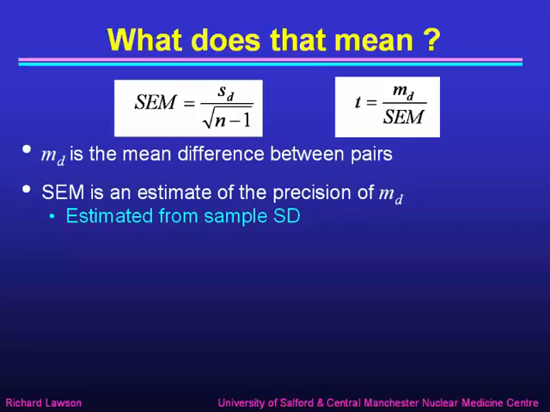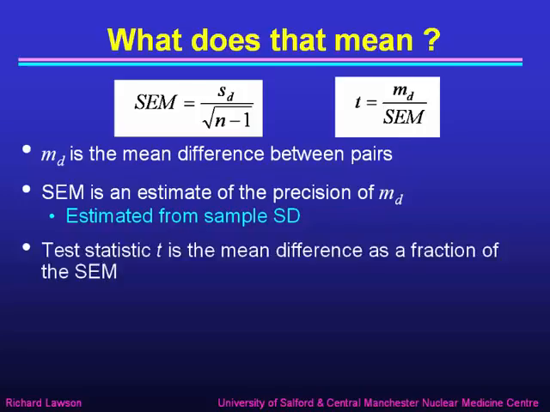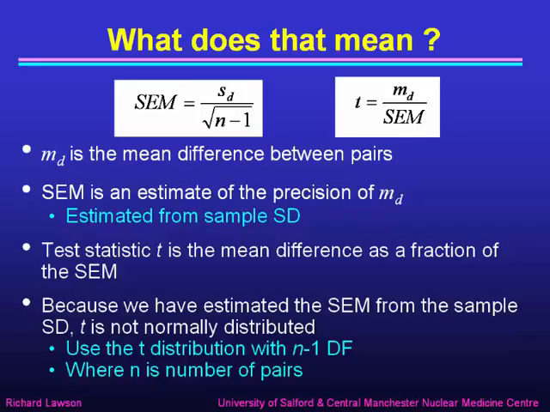We determined it by estimating from the sample standard deviation. That's why we've got a root n-1 in the denominator. The test statistic t then is that mean difference as a fraction of the standard error of the mean. It is the difference as a fraction of how precise we think that measurement is. But as before, because we've estimated this standard error of the mean from the sample standard deviation rather than from the known population, it's not going to be normally distributed, but it follows the t distribution with n-1 degrees of freedom. N here is the number of pairs of measurements, the number in each sample.